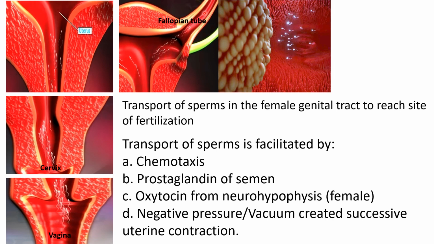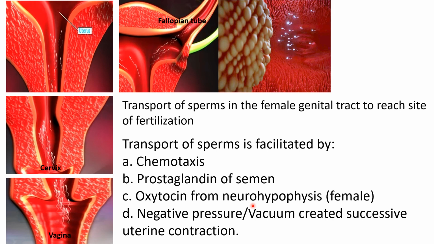So during its journey in the female genital tract, there are some factors which will facilitate its transport. So what are the factors which will help the transport of sperms to the ampullary cavity in the female genital tract? First is the chemoattractants released, then the second is prostaglandins present in the semen. They will cause powerful uterine contraction. Simultaneously, at the act of coitus, oxytocin is released from the neurohypophysis of female partner.